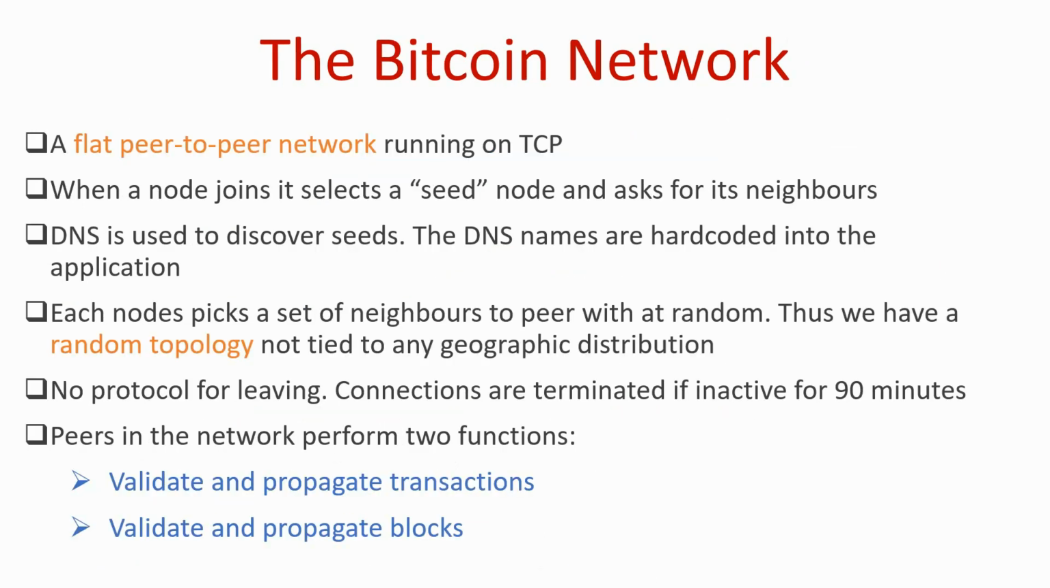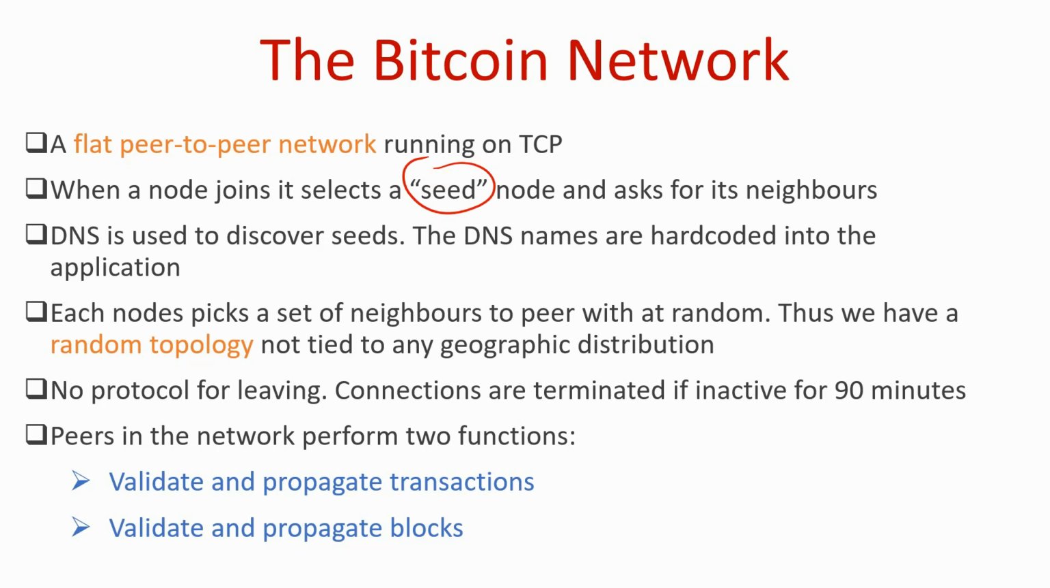Okay. Finally, we'll just talk a little bit about the peer-to-peer network in Bitcoin itself. It is just a flat peer-to-peer network running on TCP. When you want to join, you select a seed node, just a member of the peer-to-peer network, and you establish a TCP connection with it. You actually use DNS to discover the seed node, and you pick one at random, and you start forming connections with some of the neighbors. So at the end of the day, the peer-to-peer network is flat and contains random connections. There is no specific structure for it.